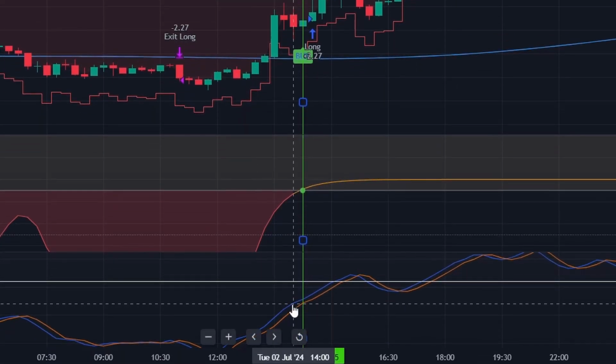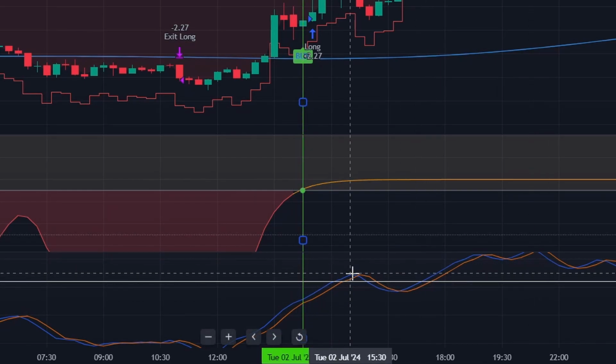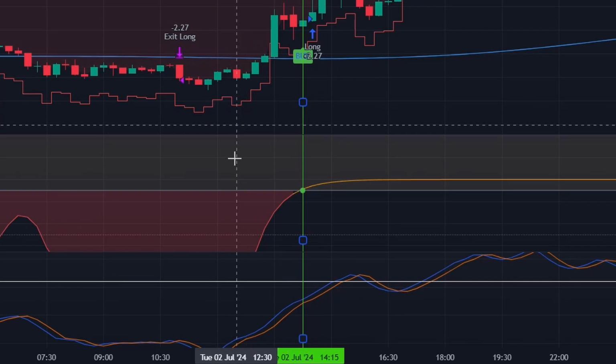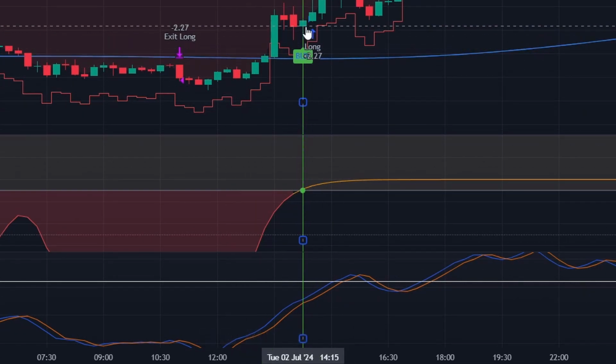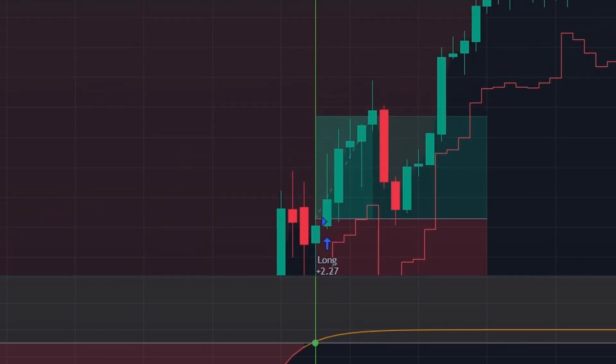The Fisher transform blue line needs to be above its orange line, so it needs to be in an uptrend, but it can't be at an overextended level. That's why we use the 2.4 level. So both of the lines need to be below the 2.4 level. And all of these rules are met for a valid long entry, so we can enter into a long position at the close of the signal candle or at the open of the next candle.